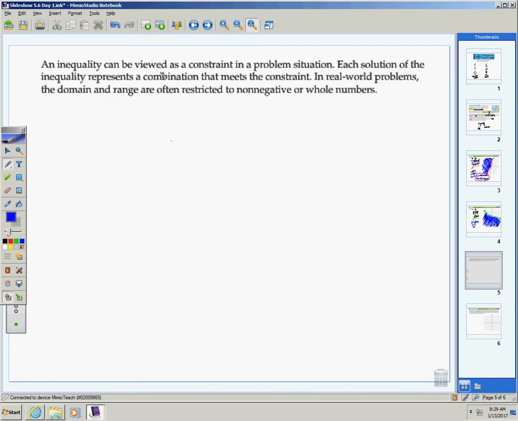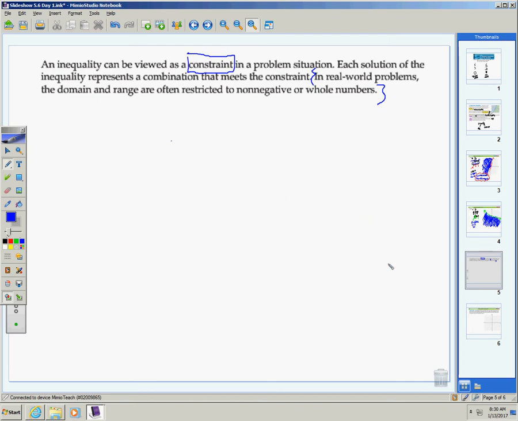about how an inequality can be viewed as a constraint in a problem situation. And constraint just means it's going to limit things. Each solution of the inequality represents a combination that meets the constraint. And then here's the really important part. In real-world problems, the domain and range are often restricted to non-negative or whole numbers.